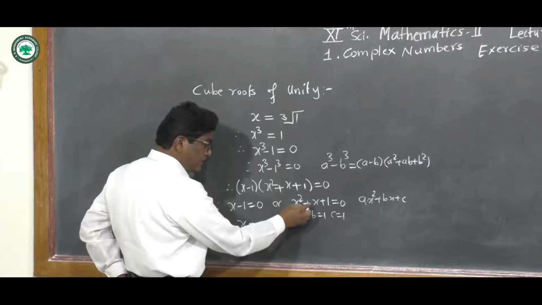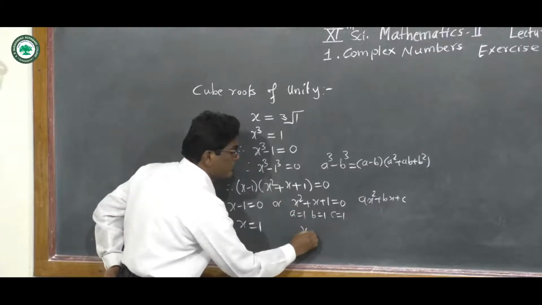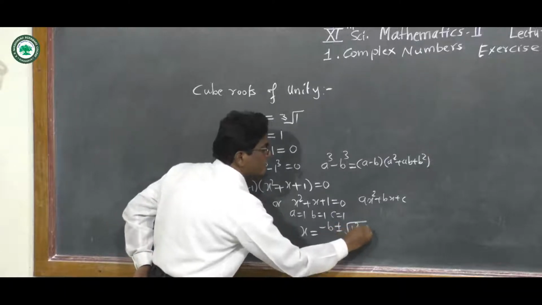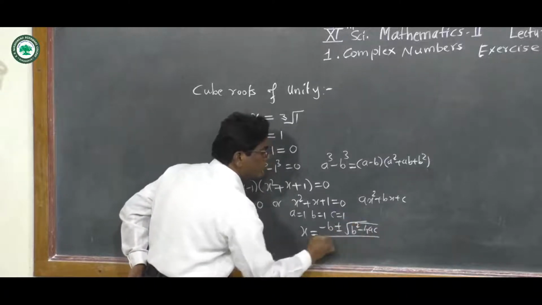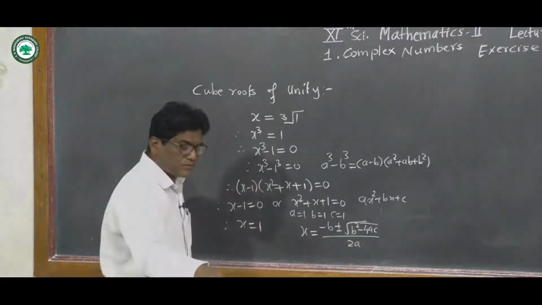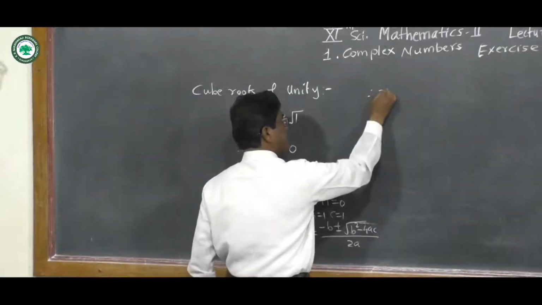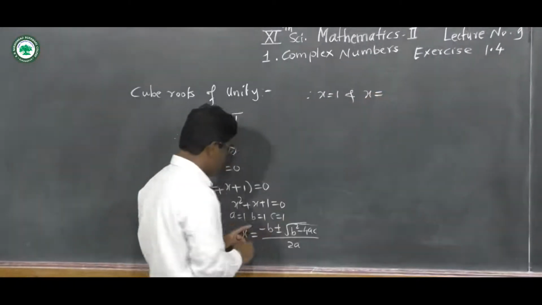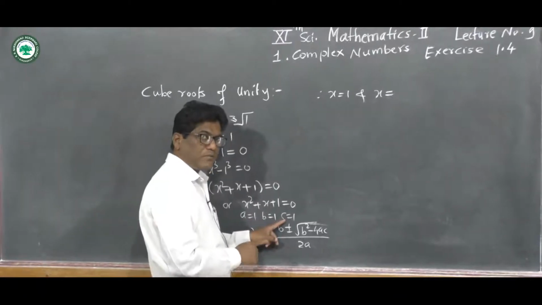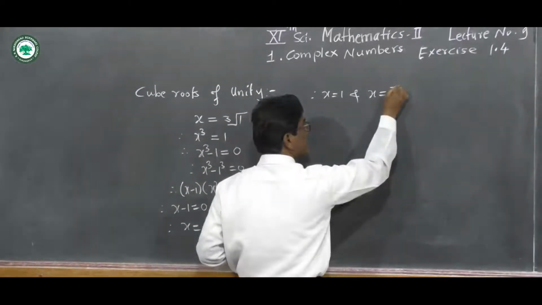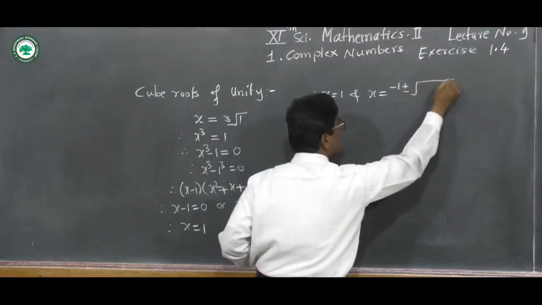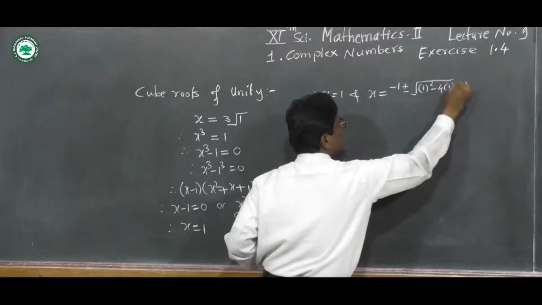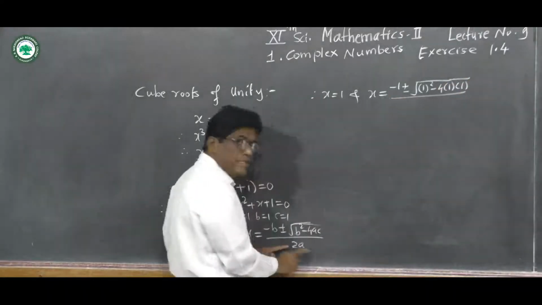And using the formula method we find the root like this, x is equal to minus b plus or minus under root of b square minus 4ac upon 2a. This is the formula. So we get here x is equal to 1 and x is equal to here minus b. A, B, C, the values are 1. So put here b as minus 1. So minus 1 plus or minus under root of b square means 1 square minus 4, a is 1, c also 1, divided by twice a.